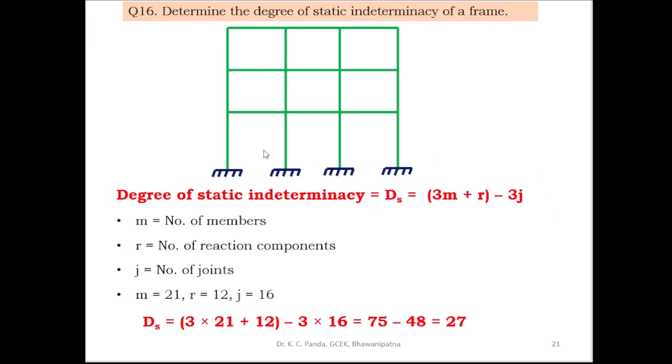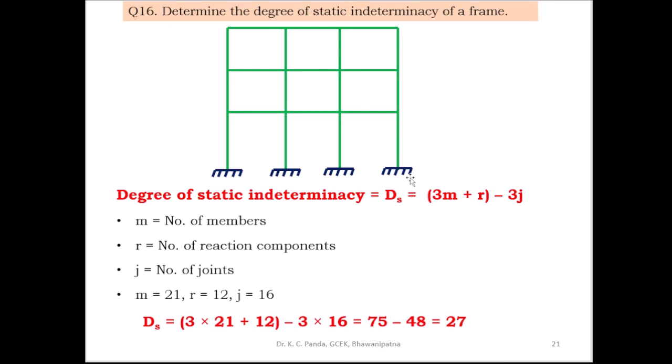So first count the number of members: 1, 2, 3, up to 21. The number of members is equal to 21, and for the number of reaction components, here this is fixed, so here 3 reactions.